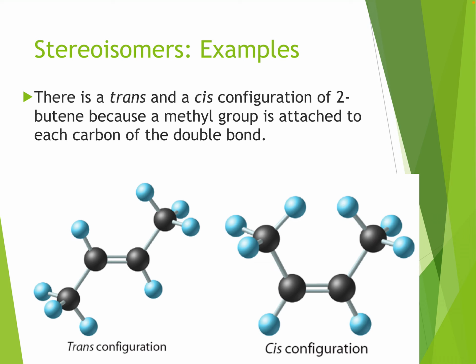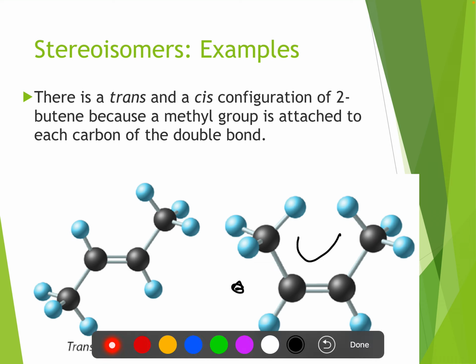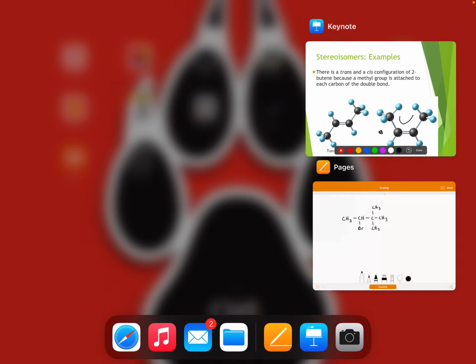This is what they would look like in the three-dimensional ball and stick model. You have trans, they'll be on the opposite sides, and cis, they'll end up on the same side. So keep that in mind when you are thinking of isomers. There's two different types, structural and stereo.